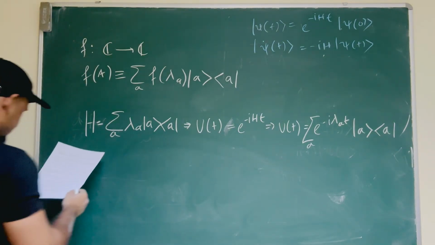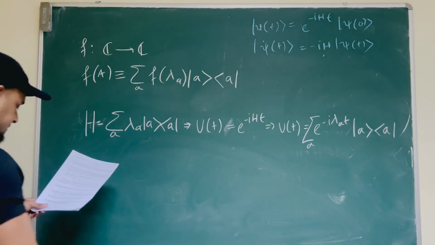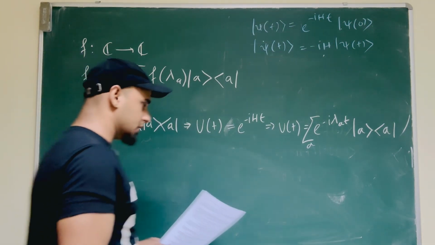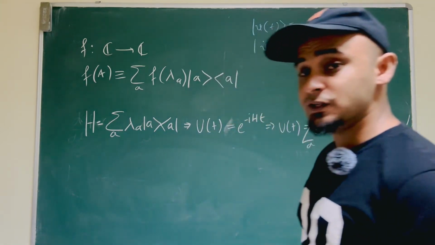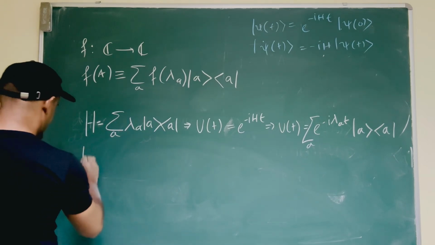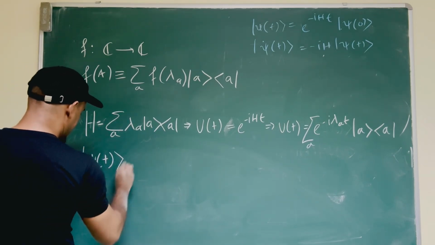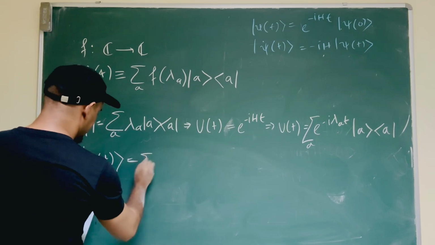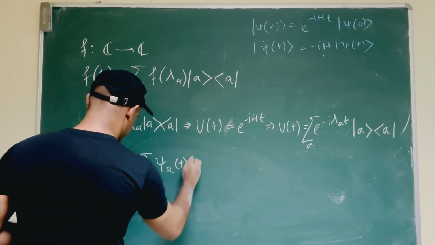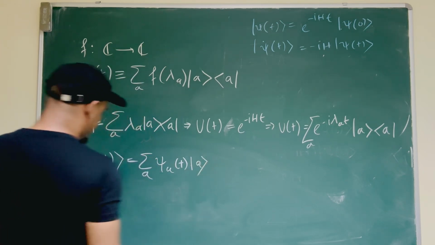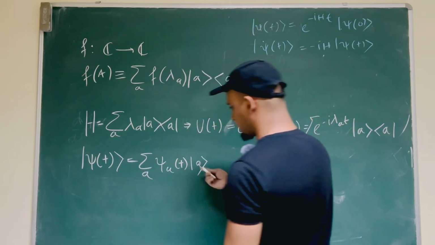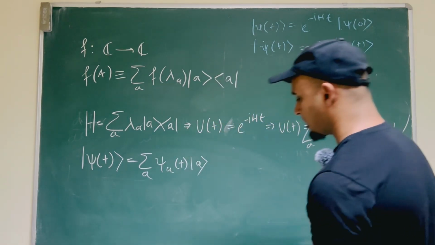Now, since the eigenvectors of H are a basis, again from the spectral decomposition theorem, we decompose psi t in this basis and write psi t as the summation over A of psi A t times |A>. So we have taken psi t and expressed it in the same basis as the Hamiltonian.